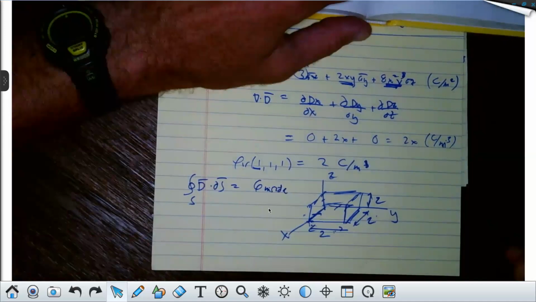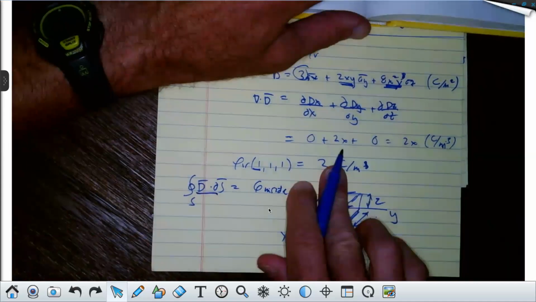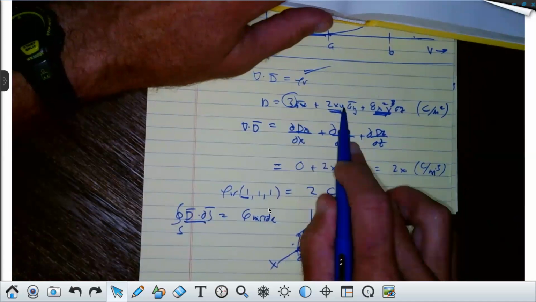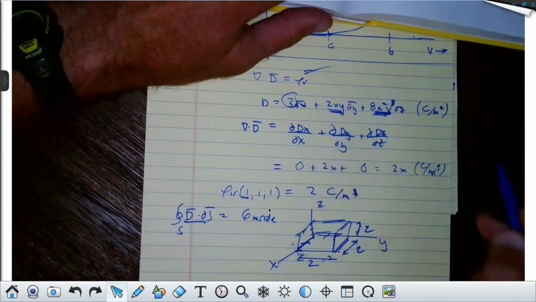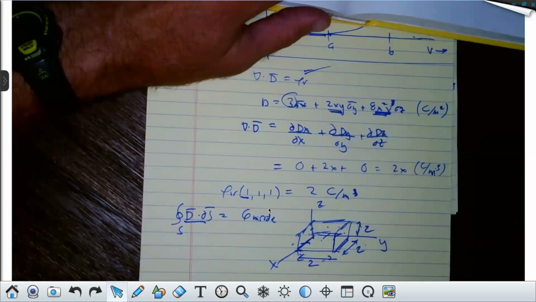Correct? Now listen to me carefully. We could do this integration. We have a d field right here that's defined with an x component, a y component, and a z component. And we could do that integration over 6 surfaces. That's a fair amount of bookkeeping, right? The math is easy, but it's a fair amount of bookkeeping.